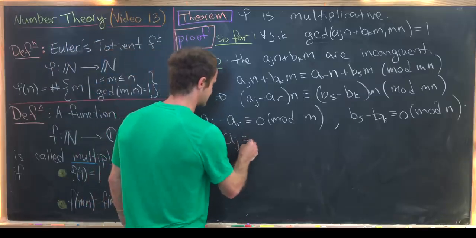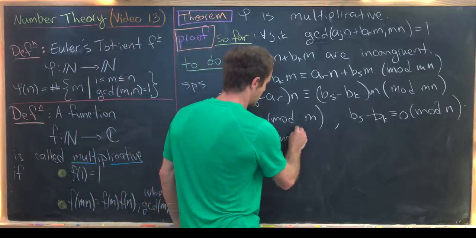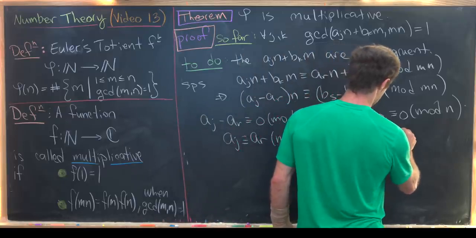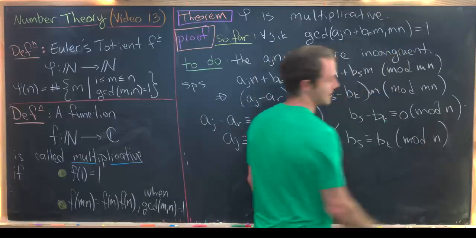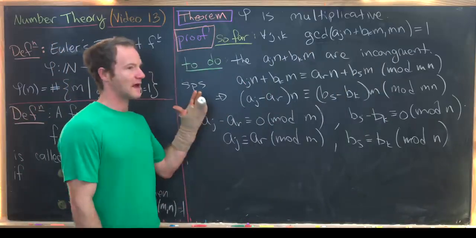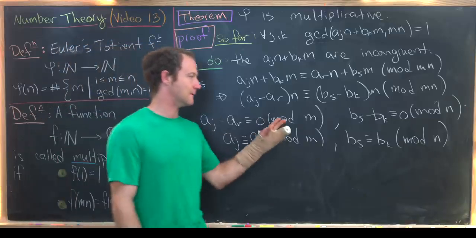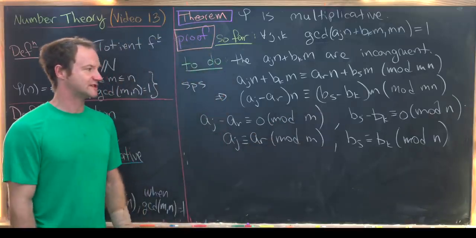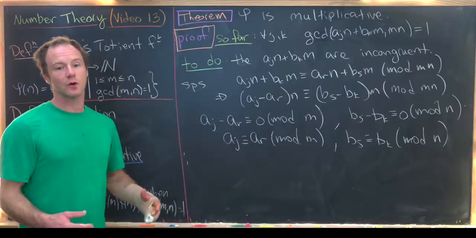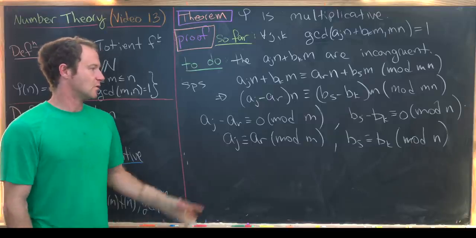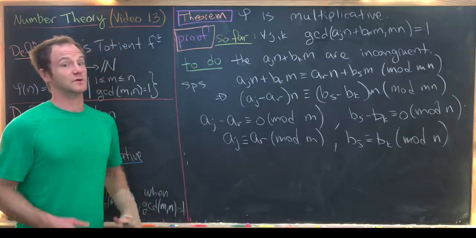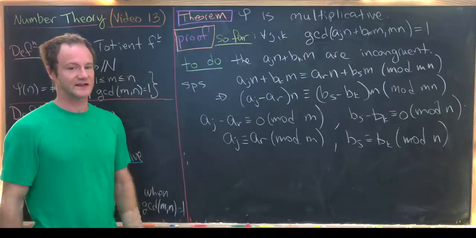We get aj is congruent to ar modulo m, and then bs is congruent to bk modulo n. But now let's recall, since the a's form a reduced residue system mod m and the b's form a reduced residue system modulo n, that means they are either equal or incongruent. Well, since these things are congruent, then they must be equal. That's part of it being a reduced residue system instead of maybe just a residue system.